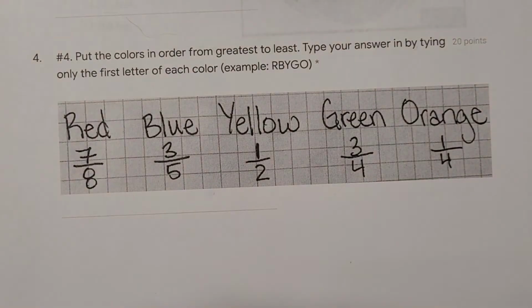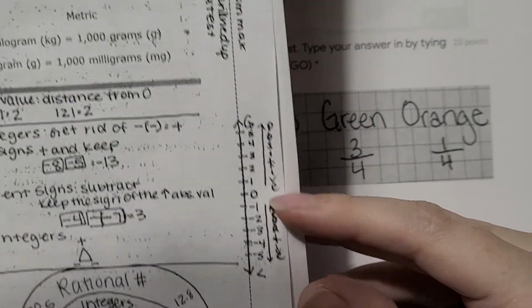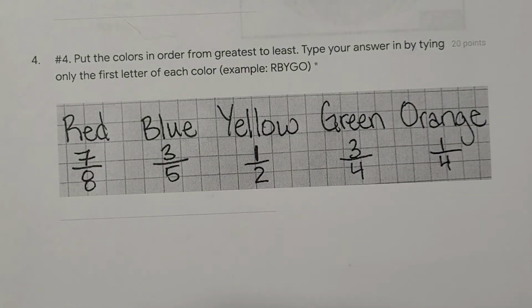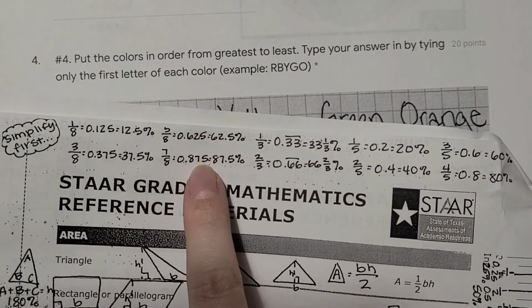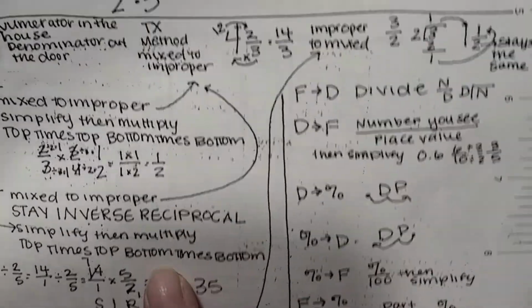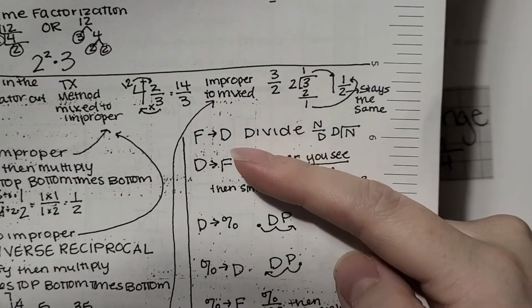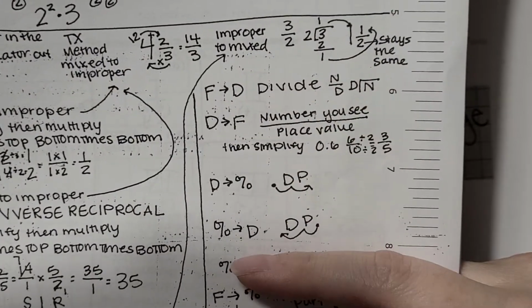Okay, you can also be using your throw-up sheet. The front page with the measurements has your number line to help you remember how to order on a number line. And the back page with the formulas has your benchmark fractions and percents to check and your processes for how to go from fraction to decimal and percent to decimal.